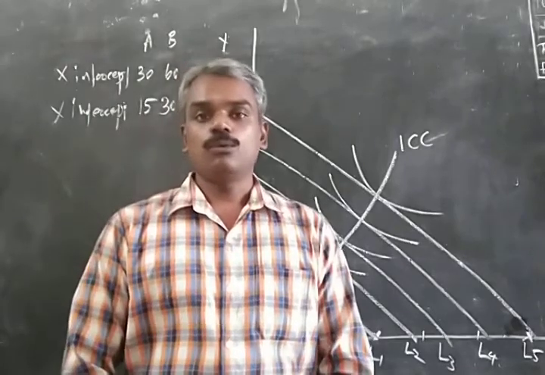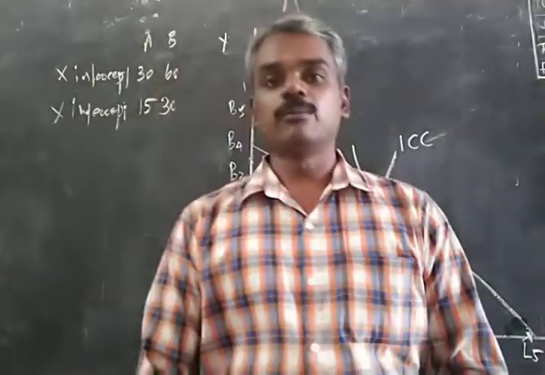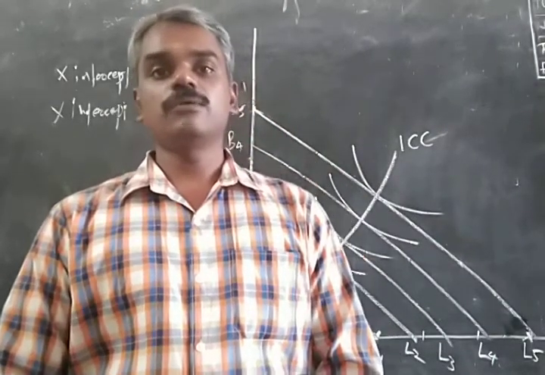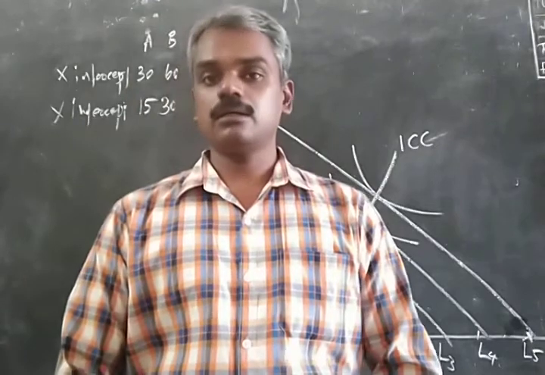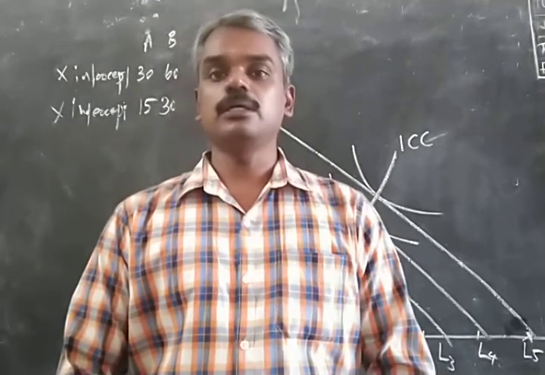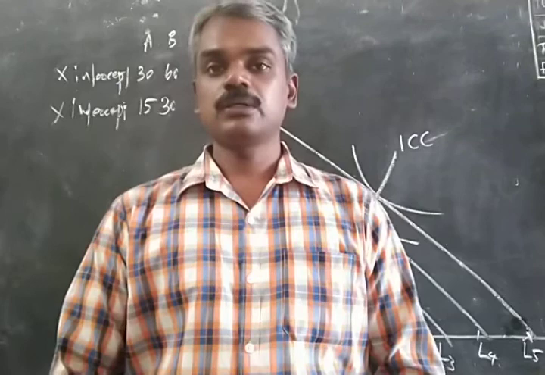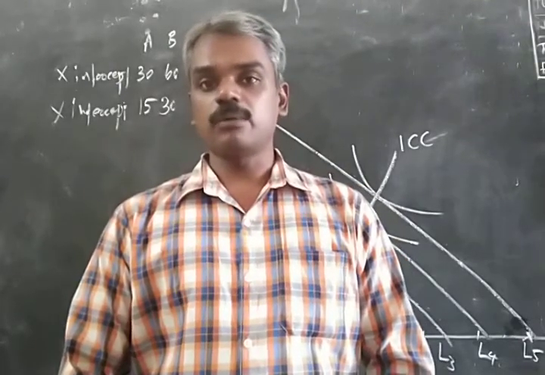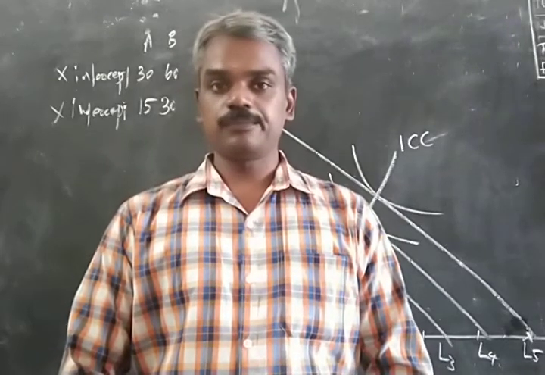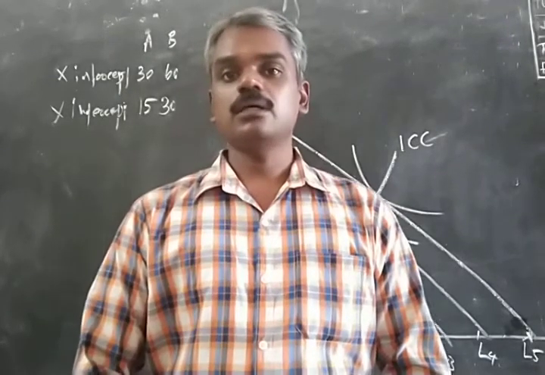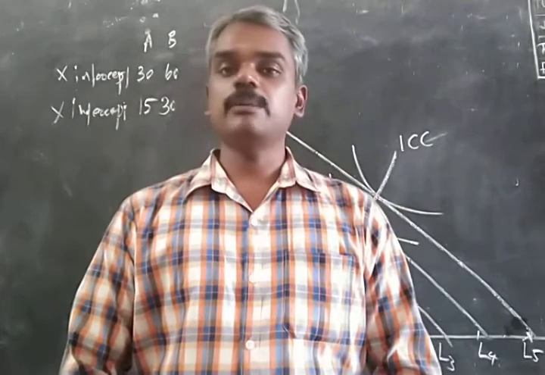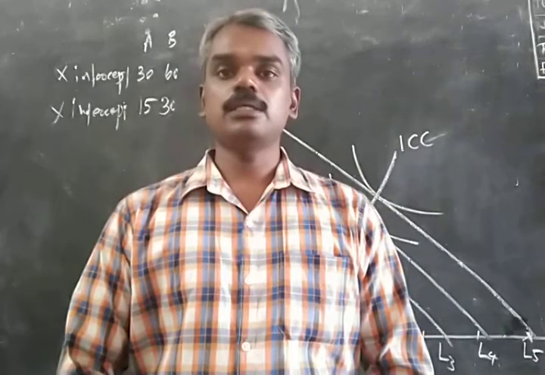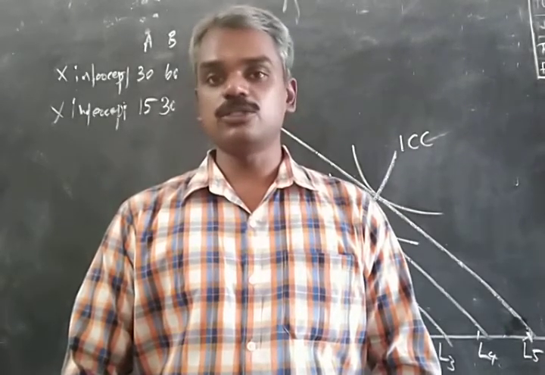Now, why is the income consumption curve important, or why do we talk about it? It is important because we can study the nature of the commodity from this curve. By nature of the commodity, we mean whether the commodity is a normal one or an inferior one. A normal commodity is one whose demand increases as consumers' income increases. An inferior commodity is one whose demand falls as consumers' income increases.